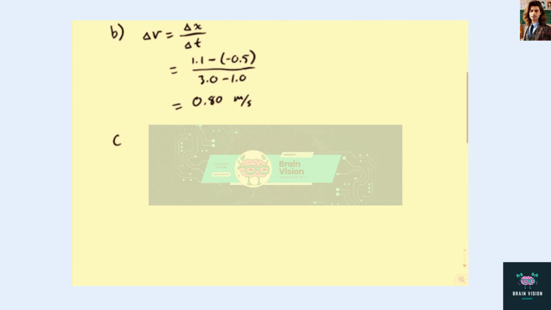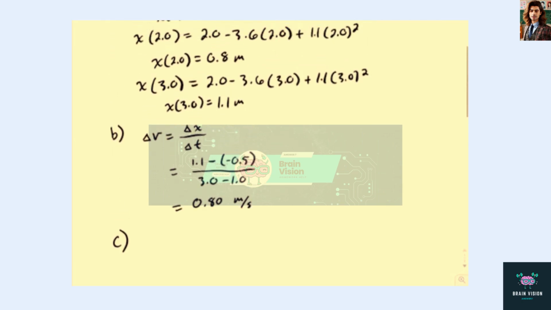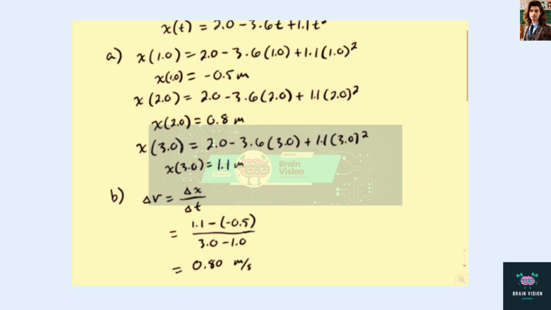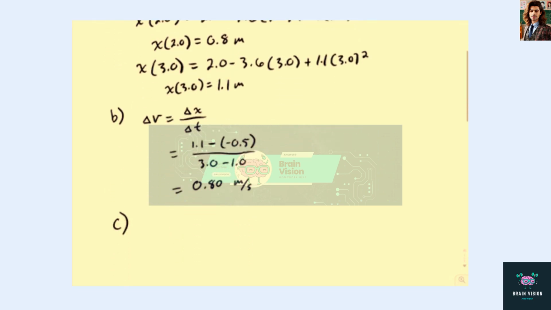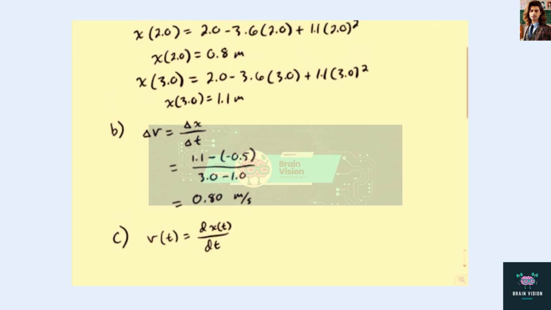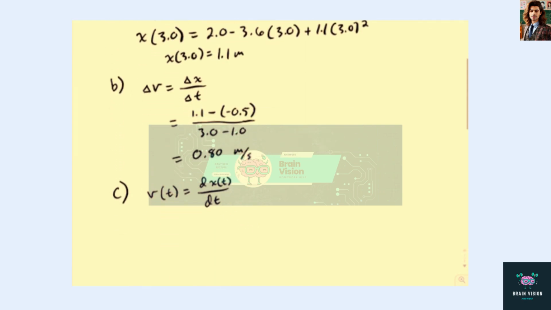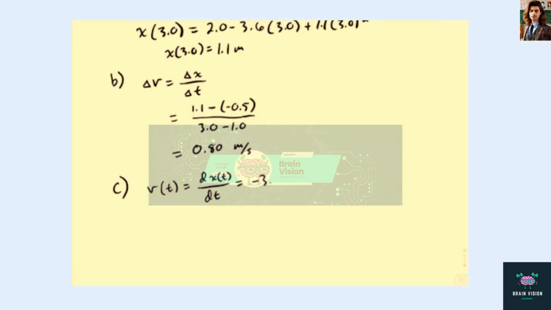And for the last part, we want to know the instantaneous velocity at 2 seconds and 3 seconds. And so I can get this velocity function from the position function by taking the derivative. So v of t is going to equal dx of t over dt. And so the constant goes away, and we have minus 3.6 plus 1.1 times 2, so 2.2 t.